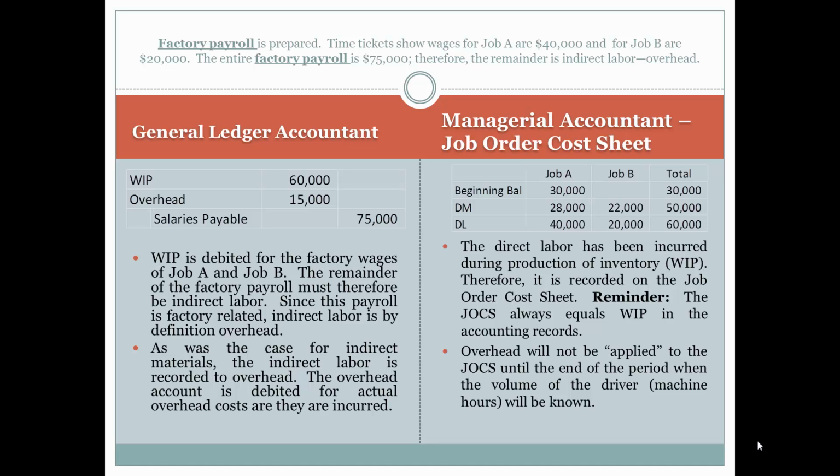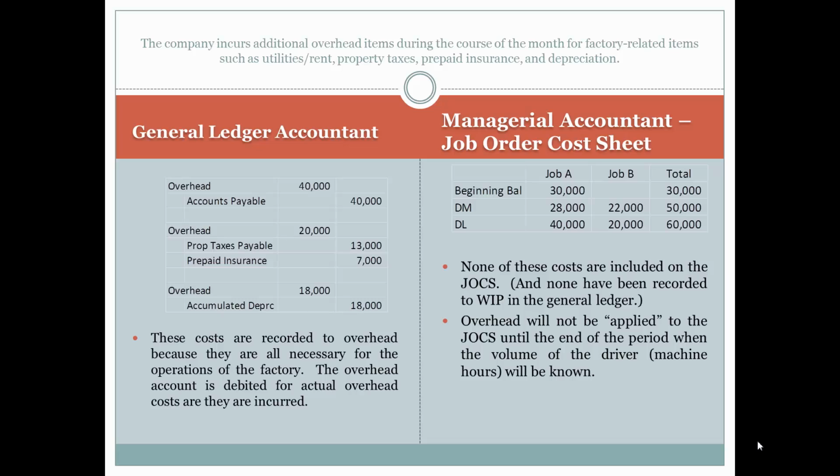Direct labor has been incurred during the production of inventory. Therefore, it is recorded on the job order cost sheet. Overhead will not be applied to the job order cost sheet until the end of the period when all of the machine hours will be known. The company incurs additional overhead items during the course of the month for factory-related items such as utilities and rent, property taxes, prepaid insurance, and depreciation.